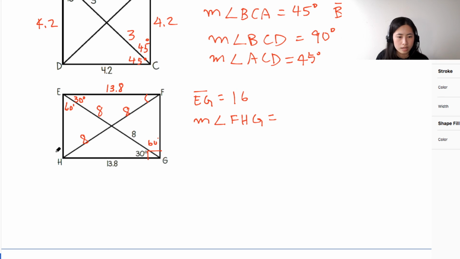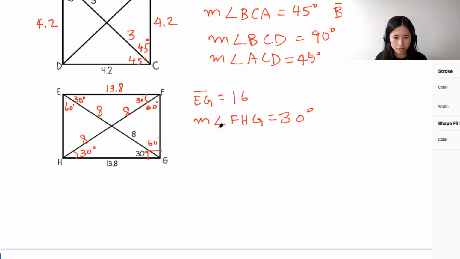Okay. So that means if you know that this is 30, this has to be 30 as well. And then let's say we know that this is 60. Okay, so once we have that, this is 60 and this is also 30. So FHG is actually 30 degrees.